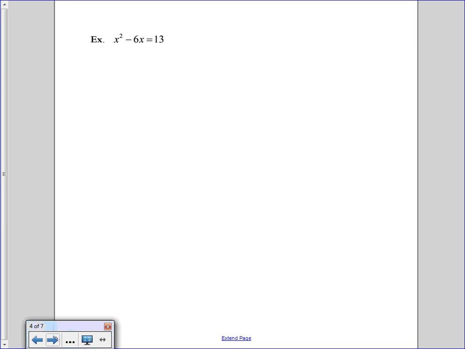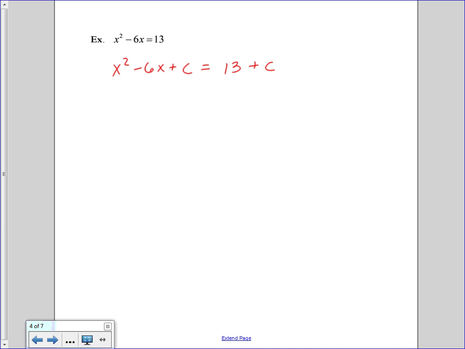Let's try it again here. It already has the 13 on the other side of the equal sign, and that's good. Remember, when you're completing the square, you don't want it to say equals 0. You want it to have everything on the left that has x in it, and anything else should be on the right side of the equation. Let's stick in our own C value, because the 13 doesn't help us at all.